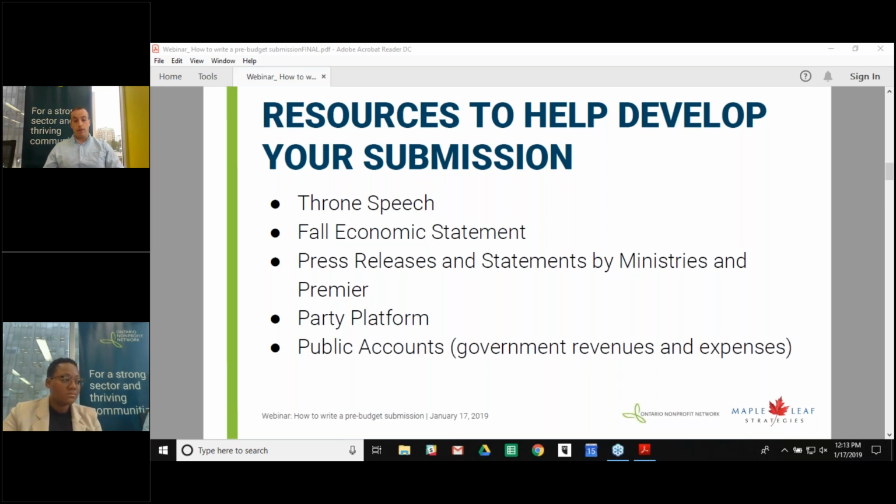Party platform, I think, is an interesting one, because usually I would say, yeah, if you look at the party platform, you can identify priorities and use those to your advantage as a piece of leverage, but the reality is that this government won without much of a platform. They wouldn't admit that to you, but that's something important to keep in mind.